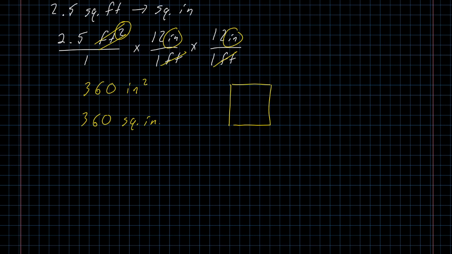Right? If I have my square foot here, and I divide it up into square inches, I get 12 marks going across and going up and down. There are 144 square inches in a square foot.